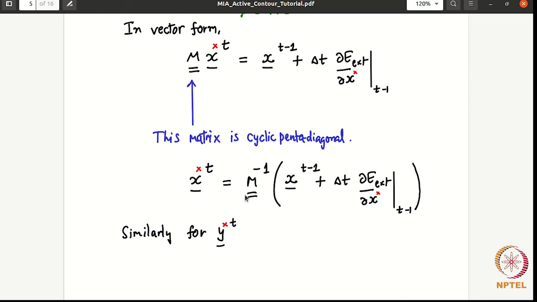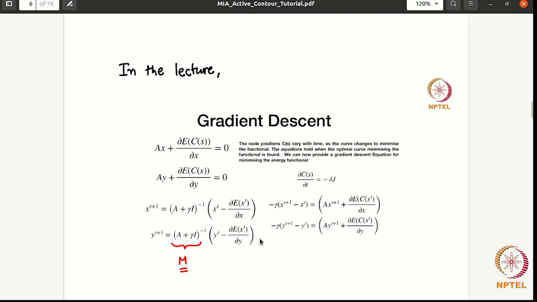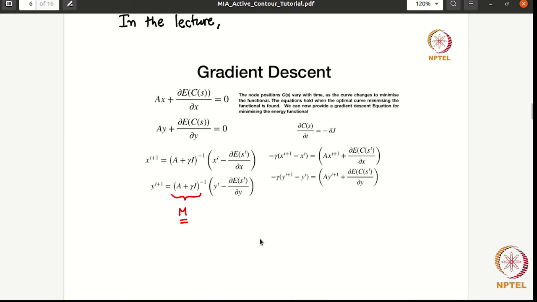Because it is a pentadiagonal system, we can use LU factorization to calculate its inverse efficiently. Okay. So in the lecture, this matrix M is the same as A plus gamma times I. So this is just a change of notation, but it is the same as that.